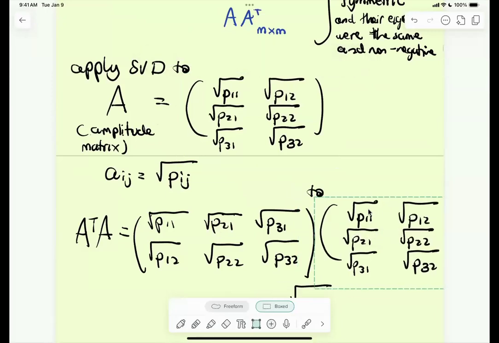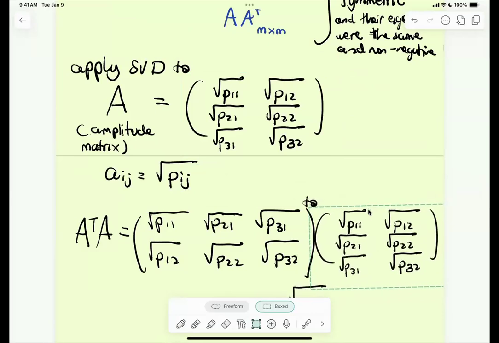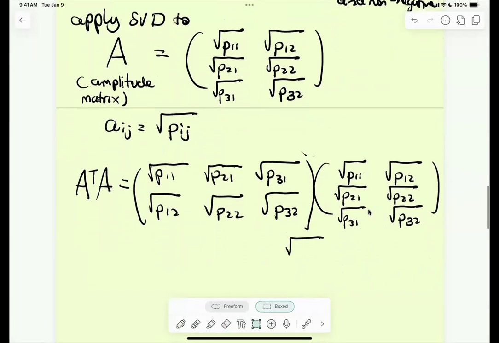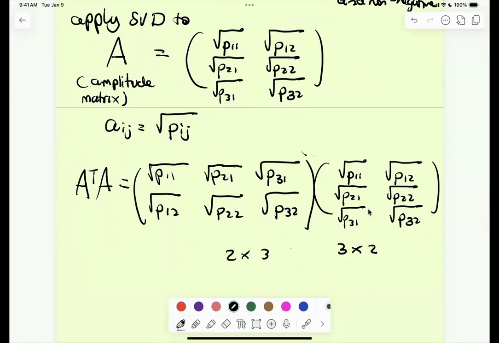copy paste it, right? You paste it and you're going to multiply it times the matrix, right? So this is good size-wise, right? Because again, this is 2×3, this is 3×2, right? So we're going to end up with a 2×2 matrix, right?